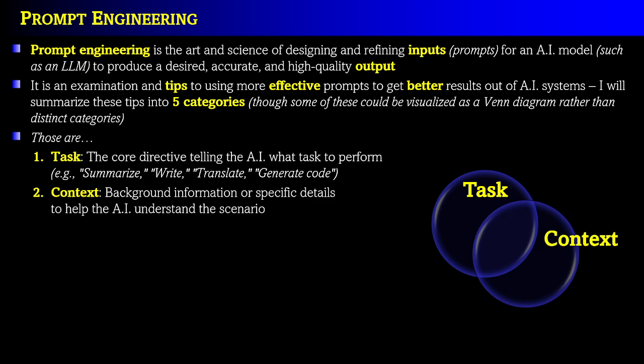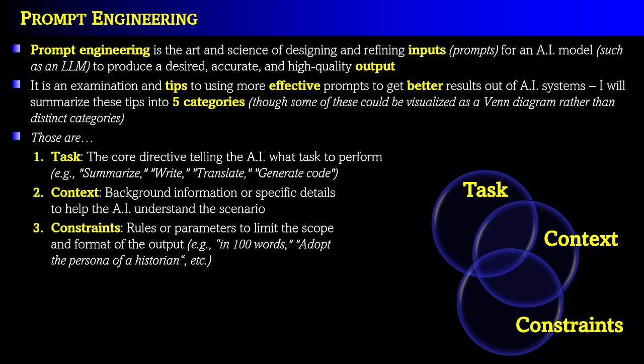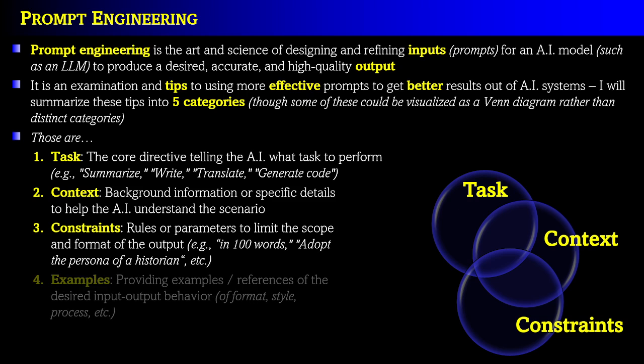2, the context, the background information or the specific details to help the AI understand what scenario it is helping with. 3, the constraints, the rules or the parameters to limit the scope and the format of the output. For example, in 100 words, or adopt the persona of a historian, etc. I would certainly accept the argument that context and constraints are 2 sides of the same coin that are really giving the AI a specific directive.